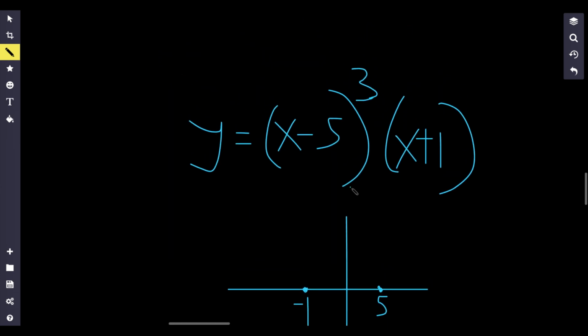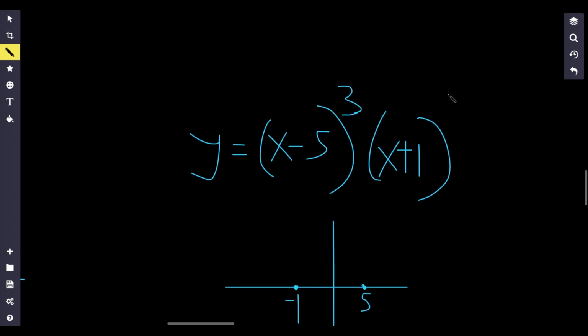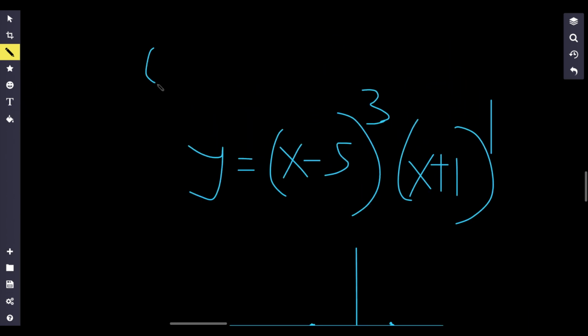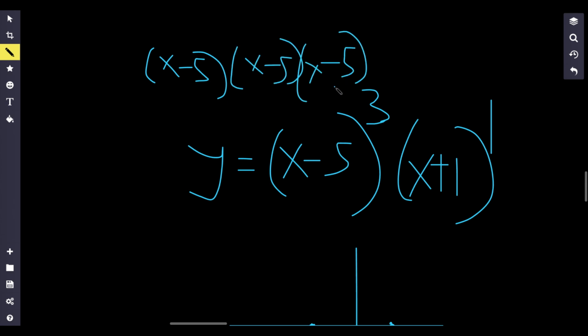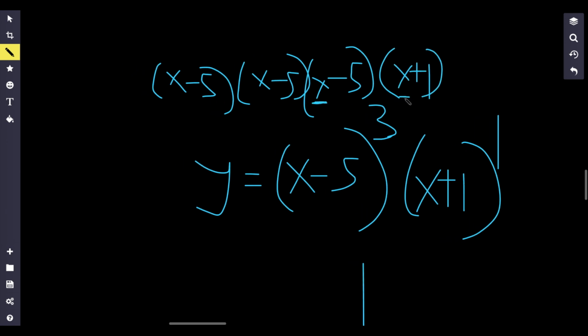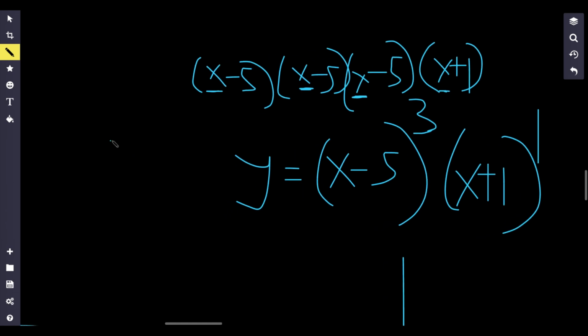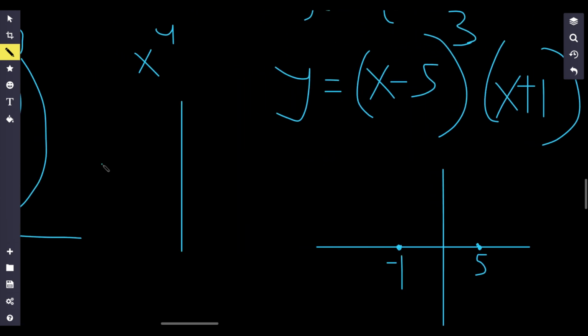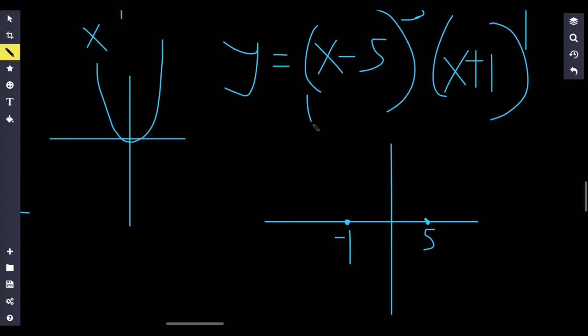Now we're going to find out how many x's there are. In this case, I have x minus 5, and we're doing this 3 times, right? So it's (x minus 5)(x minus 5)(x minus 5) times (x plus 1). So there are 4 x's, meaning that when we multiply all of these together, the term with the highest power is x to the 4th power, right? And we know that whenever we have an even exponent, it's going to look like a parabola, which means that we have to start up here.